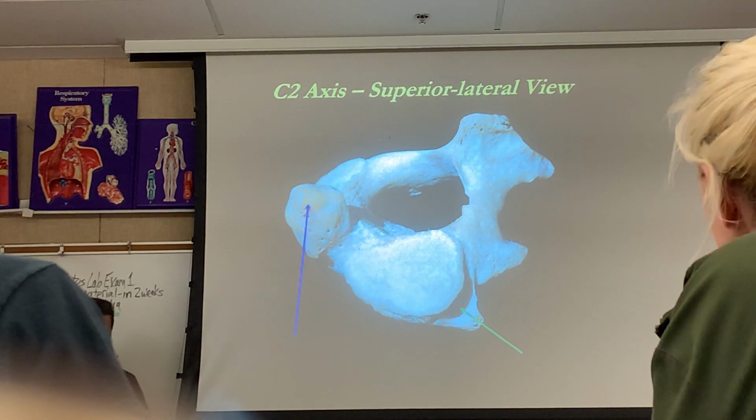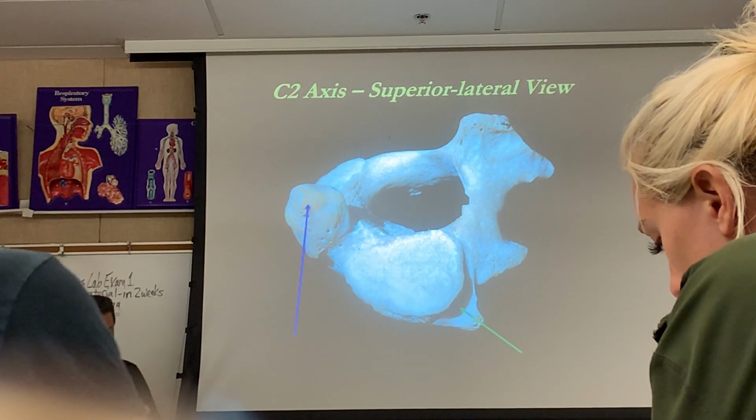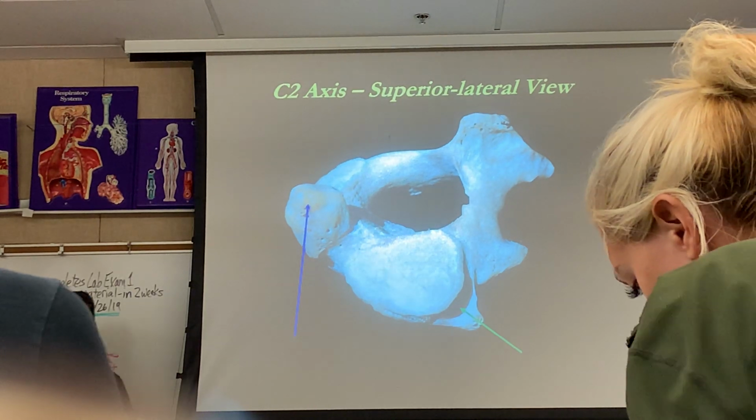Now blue is dens, green is transverse foramen. What's the blue? Dens. Then? Oh, which is the axle.